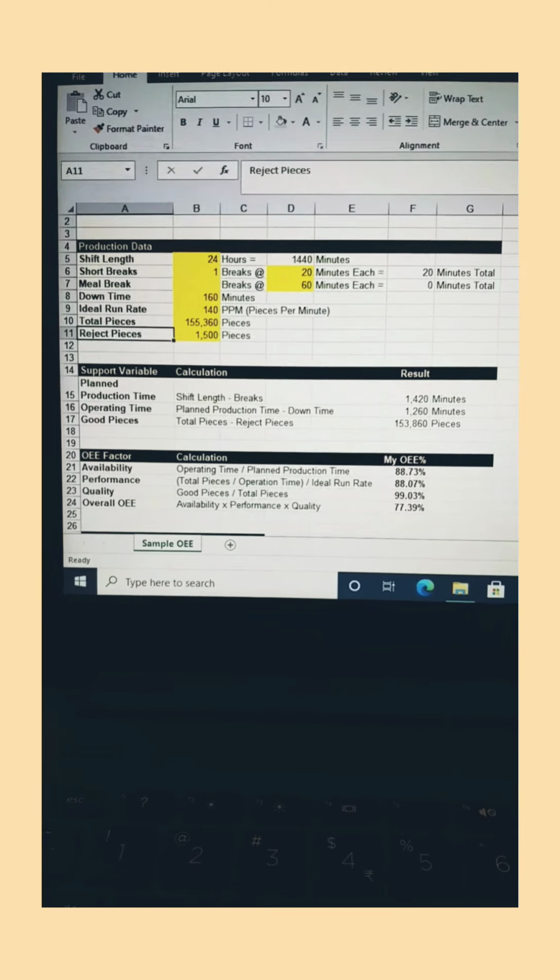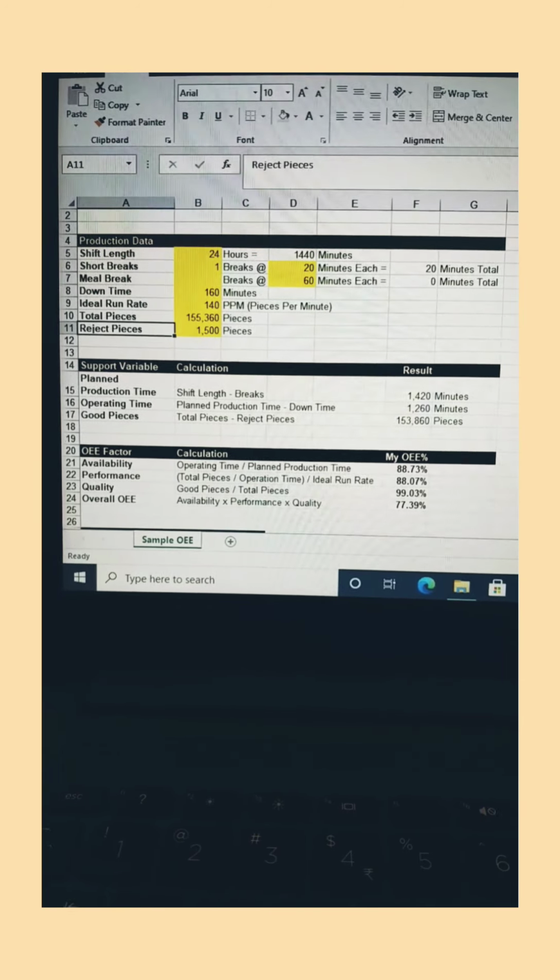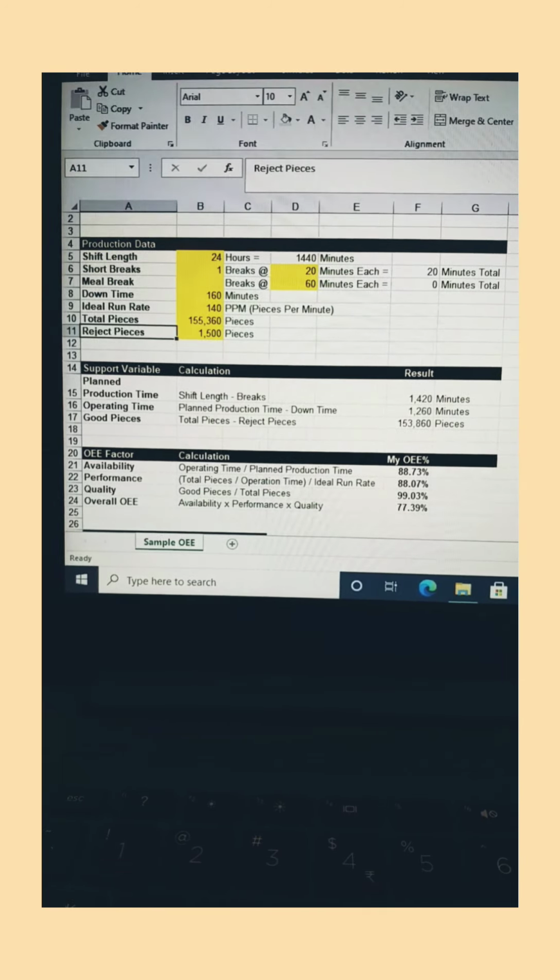In the coming videos, I will also discuss TPM, world class manufacturing, and further OEE loss structure, what these losses are, and how you can counter them by making effective strategies in your manufacturing system. So this is how you can calculate the OEE of any system. This is a very simple Excel sheet by which you can calculate your OEE.